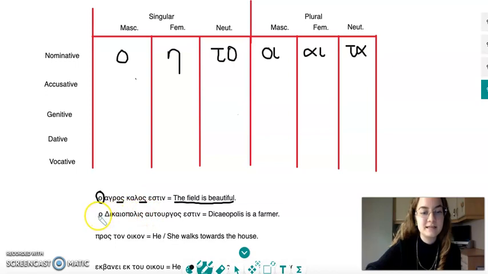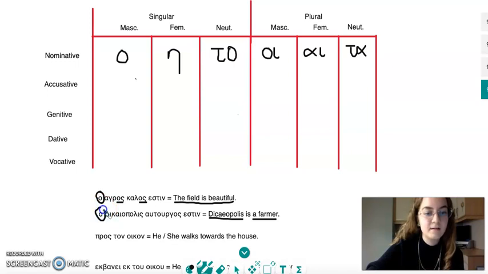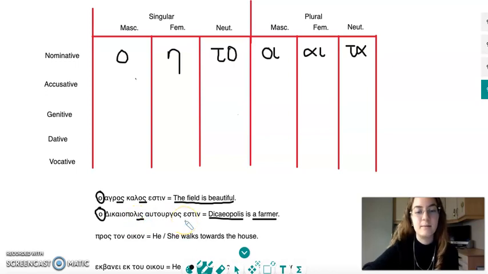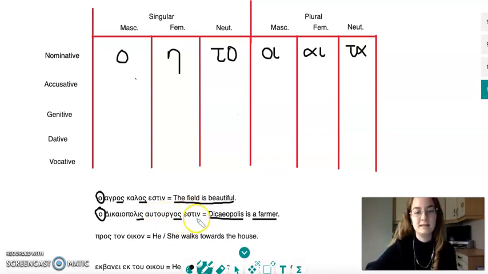So in the second example sentence here, we have in the English, "Dicaeopolis is a farmer." Now Dicaeopolis is our subject, and "a farmer" is the complement. So here we have again "ho." Now you know that's the masculine nominative in our table. And Dicaeopolis ends with "-is," which is another form of masculine ending in Greek, and "georgos," which is "farmer," "-os," and then "estin" is "is," which is the same in both sentences.